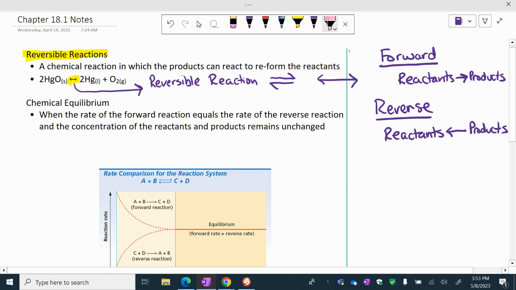When a system is at chemical equilibrium, the rate, not the concentration, not the amount, the rate of the forward reaction, that is reactants forming products, equals the rate of the reverse reaction, products forming reactants. And at that point, the concentration of the reactants and products remains unchanged. It does not mean that you will have the same amount of reactants and products. It just means that you won't change the amount of your reactants and you won't change the amount of product.